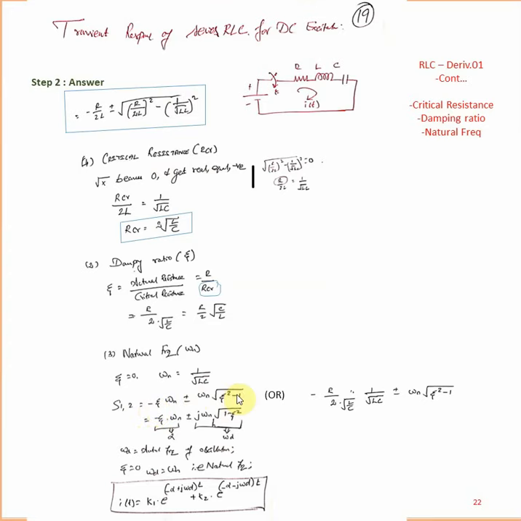So this term is called alpha. This term is called omega d. Then constant into e power alpha plus omega d, plus constant into e power alpha minus omega d. So like this you are going to write the equation of i of t in terms of natural frequency. So that's all about the RLC series circuits.